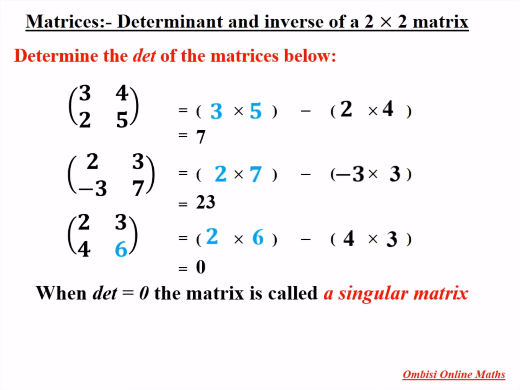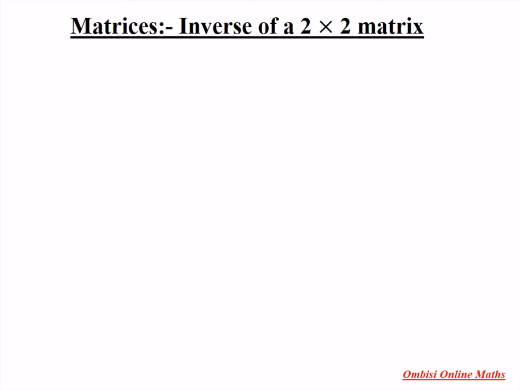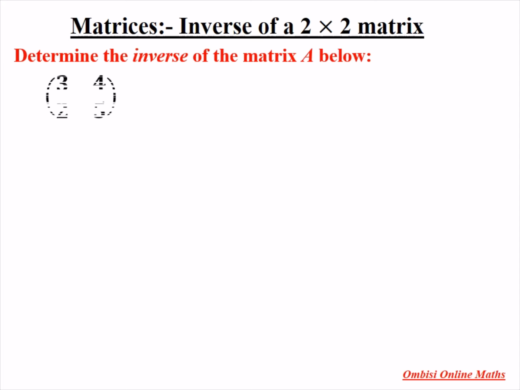Now, we've looked at the determinant. Now, I want us to look at the inverse. How do we find the inverse of a matrix? That is for a 2 by 2 matrix. First of all, I want us to look at a question that says determine the inverse of the matrix A below. So the matrix is 3, 4, 2, 5. That is the matrix whose inverse you have to determine.